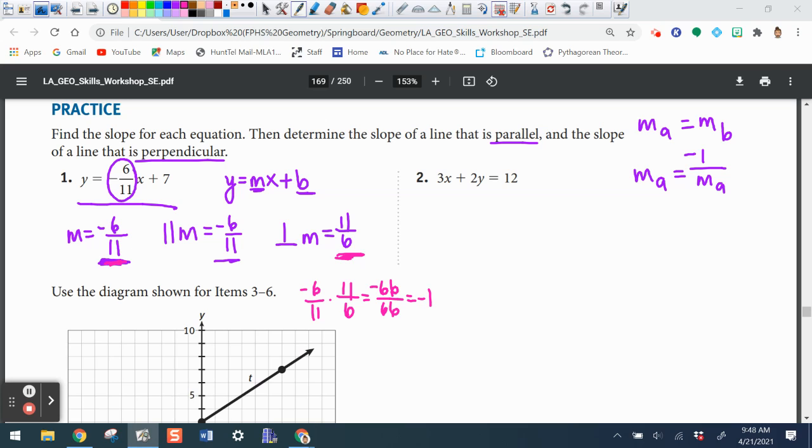Now moving on to number 2, this is written in what's called standard form. Now standard form has a lot of uses in mathematics, but for us to be able to really determine the slope of the line, we probably need to go ahead and write it in slope-intercept form. So if you notice, in standard form, x and y are on the same side of the equation. In slope-intercept, x and y are on different sides of the equation. So that's how I approach it first.